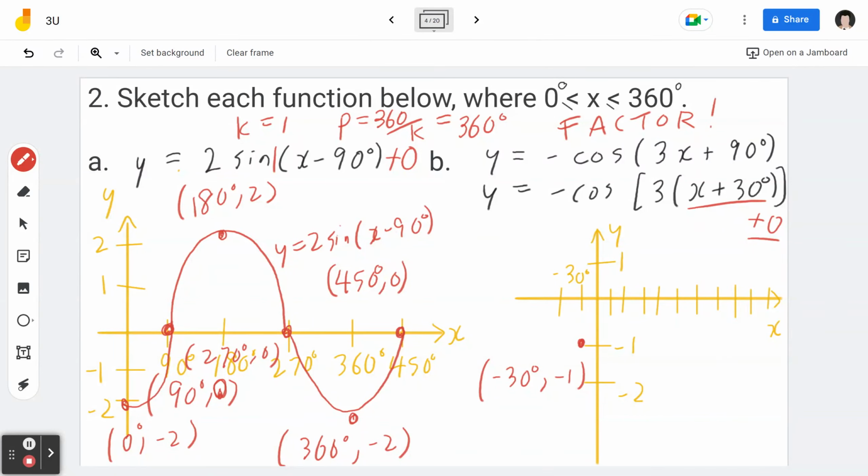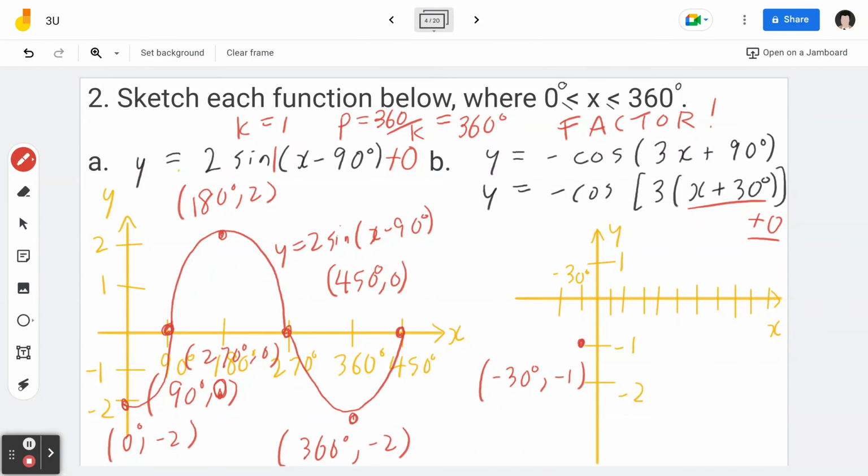Now, what about the next point, step 2? You need to find the period. And if you think about the period, again, the k value, which I'll put here for you, is going to be 3. And the period is given by the formula 360 divided by k. If you think about 360 divided by 3, that's 120 degrees. So 1 cycle, 1 period means you take this first point, negative 30 degrees, negative 1, you go right by 120 degrees. So I'm going to go right by exactly that. That's going to bring us to 90. So 90 degrees, negative 1.